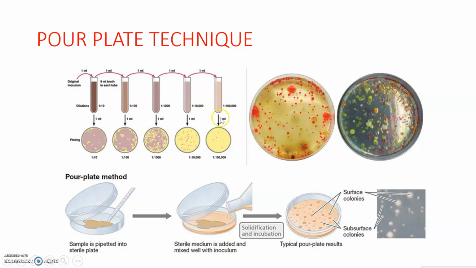1:100,000 dilution. So when the dilution is increasing, what happens? In the first dilution, the organism is very heavy. So the colony will appear like this.